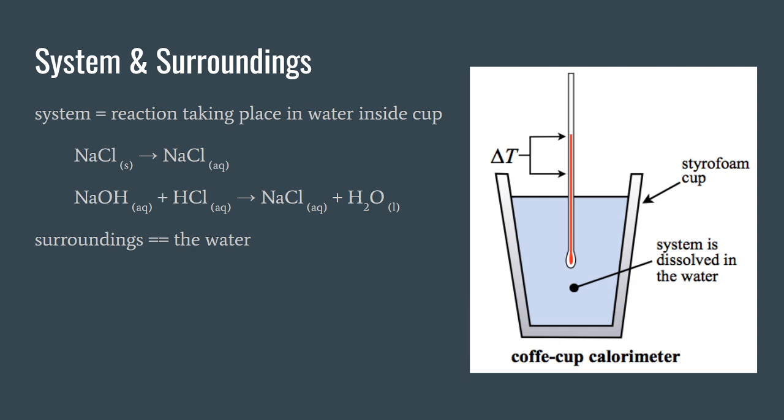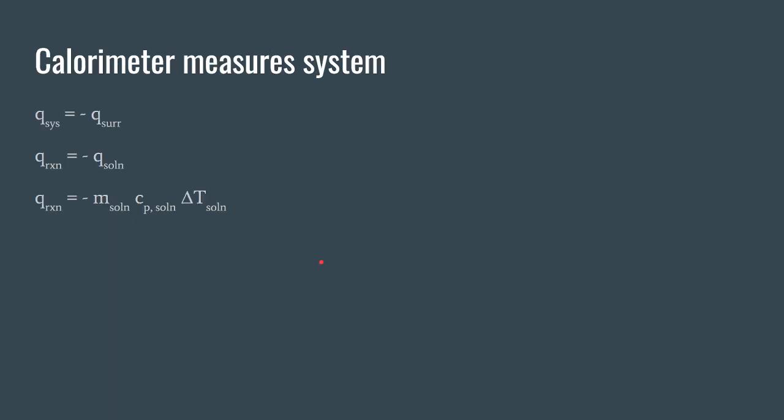Therefore, when it undergoes that change, it will undergo a change in energy. It'll undergo a change in temperature. But the temperature change you're measuring is the temperature change of the water, meaning you're measuring the temperature change of the surroundings, not the temperature change of the system. So the calorimeter measures the surroundings in order to measure the system.